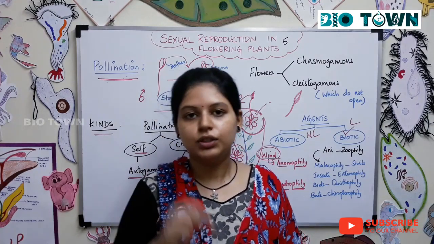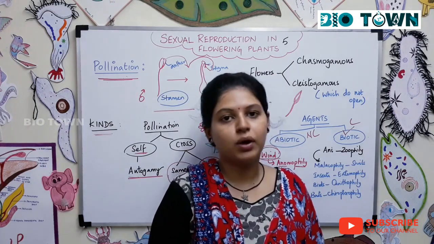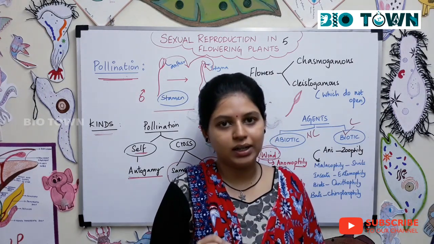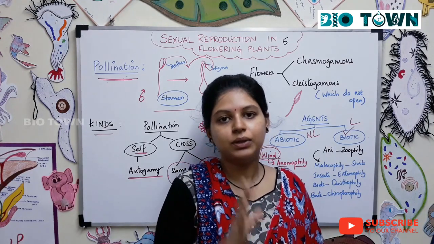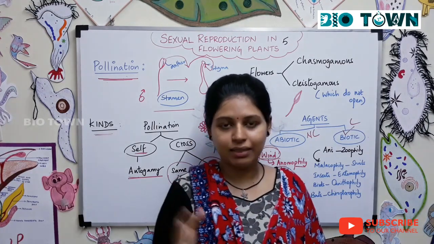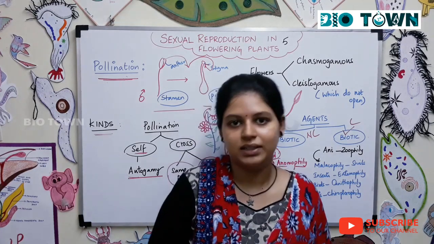chiropterophily, right? So in today's class, we spoke about what is pollination, the kinds of pollination and the agents of pollination. In the next session, we'll talk about the interaction between the male and the female gamete. So if you want to take a screenshot, you can do it.